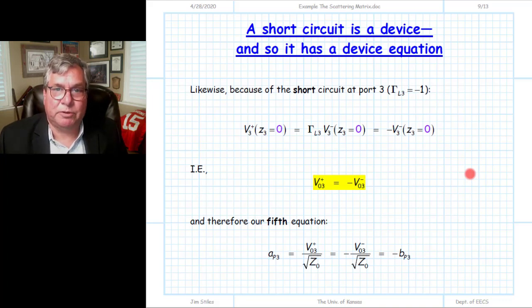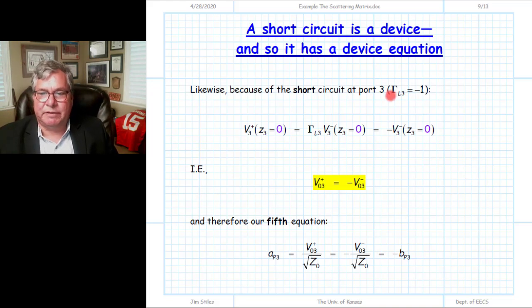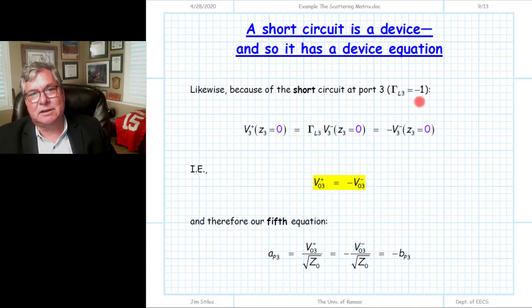So we have a similar problem with respect to our last device, and this is a short circuit. We know the load reflection coefficient for a short circuit is -1, and certainly that's the case. We get that simply from the impedance of 0 and the characteristic impedance Z0: 0 minus Z0 divided by 0 plus Z0 is equal to -1. So this is unambiguously the value of the load reflection coefficient.